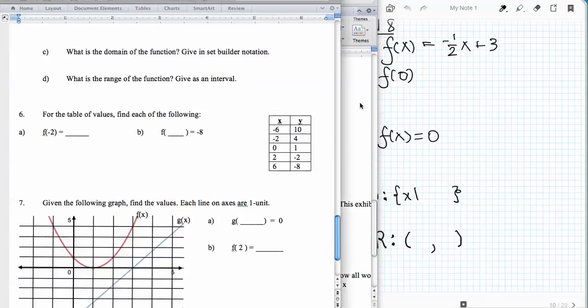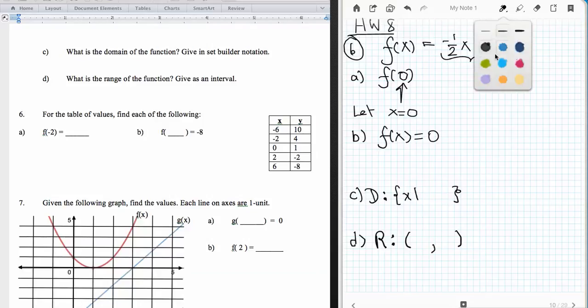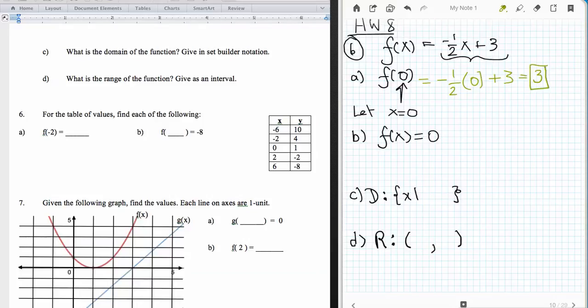Now what we want to realize is that what that means is that I'm finding when x here is replaced with 0. So what this means is x is equal to 0. Remember, this is the shorthand way of saying what we used to say as let x equal 0 and then find the value of this expression over here. So we're going to do that by substitution. So this says negative 1/2 times 0 plus 3. And therefore, we have 0 here and 0 plus 3, which is 3. So f of 0 is equal to 3.